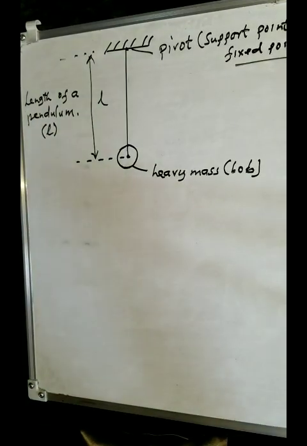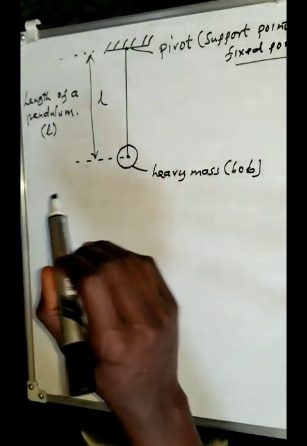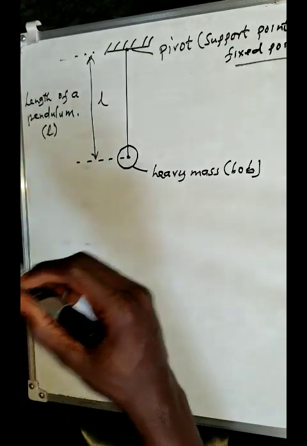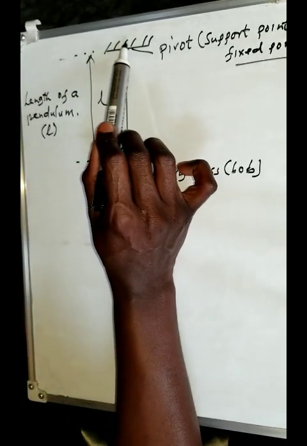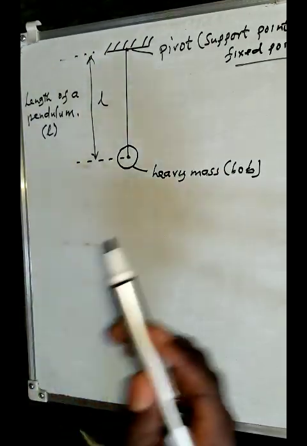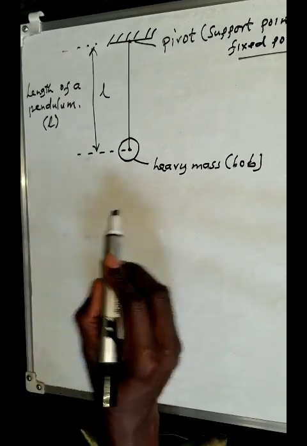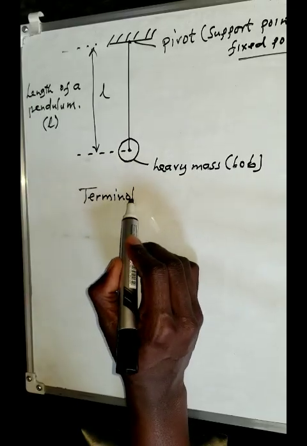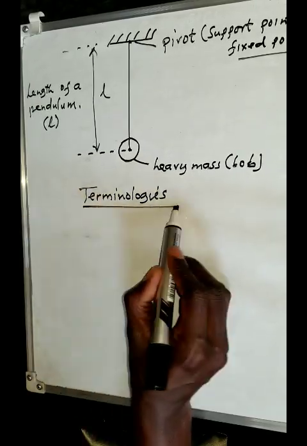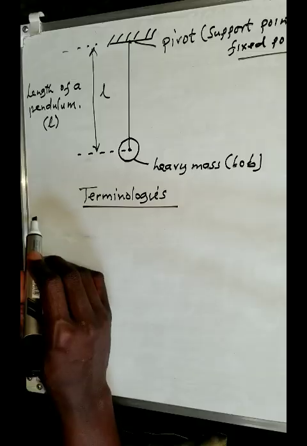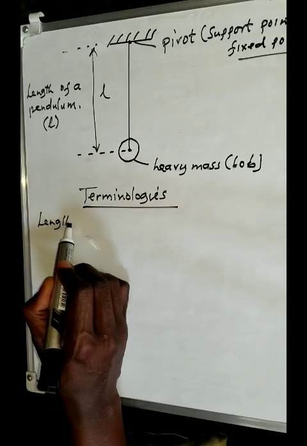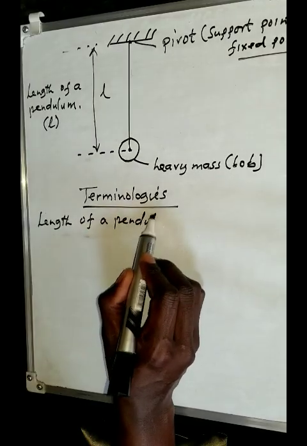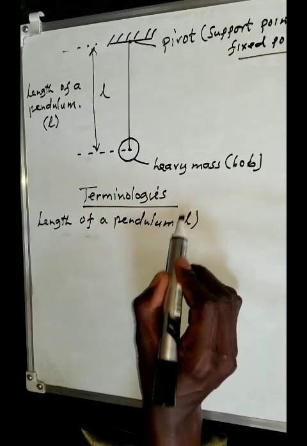Of course, different books will tell you the length of a pendulum may be different depending on the reference point, the starting point, to the fixed point or the support point that you have. So let's look at a few terminologies that you're going to come across that you need to know, the terminologies associated with a simple pendulum. Number one, we can start by defining the length of a pendulum, which I'm calling L.